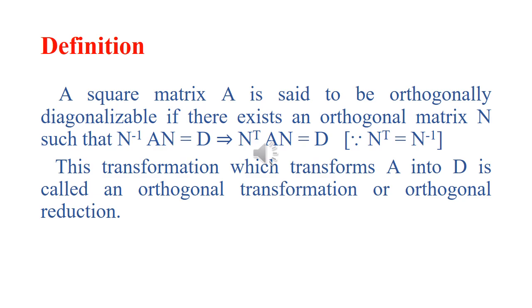Here we remember the definition of orthogonal matrix. Suppose N is an orthogonal matrix, then it should satisfy the condition N transpose N equal to N into N transpose equal to I. This transformation which transforms A into D is called orthogonal transformation or orthogonal reduction.